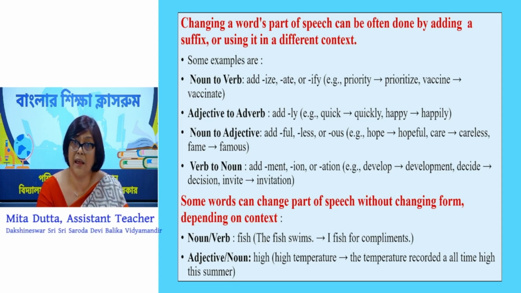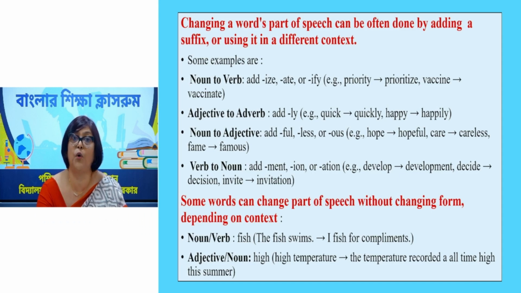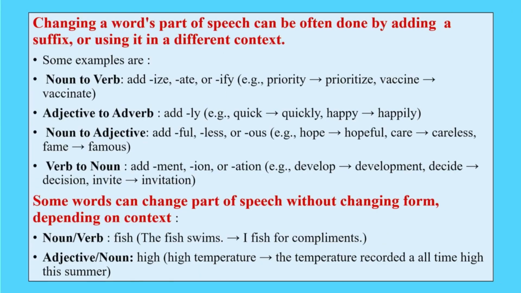So when I say the fish swims, here fish is a noun. But without changing the word fish in any form by adding anything to it, I keep the word fish but use it in a different sentence in which the meaning is completely different from what it was in the fish swims. When I say I fish for compliments, it is I search for compliments, and here the same fish, which in the fish swims was a noun, is a verb.